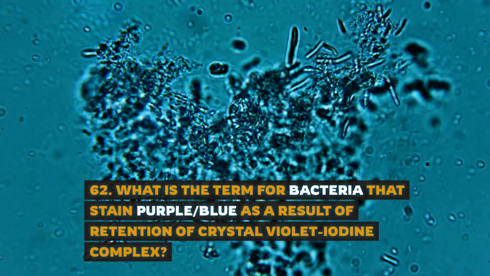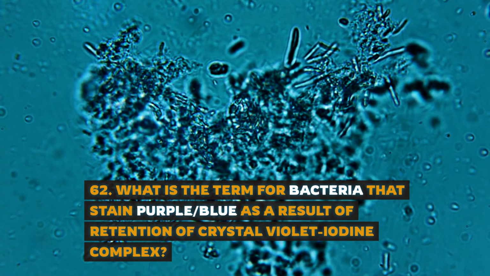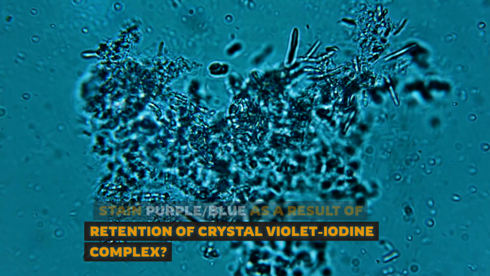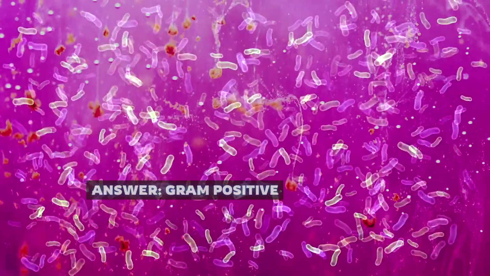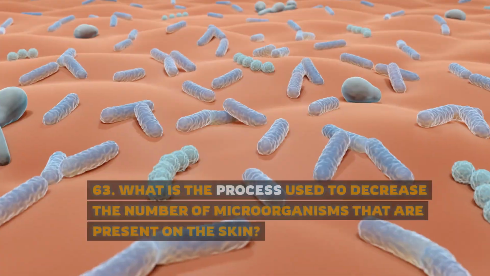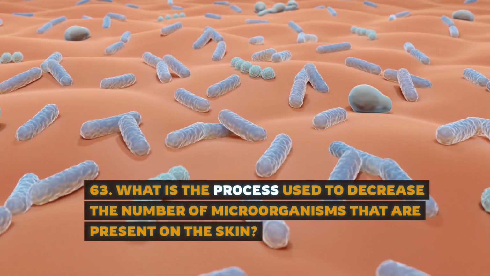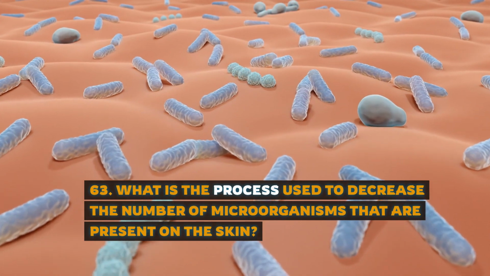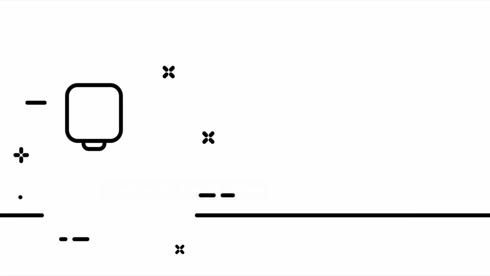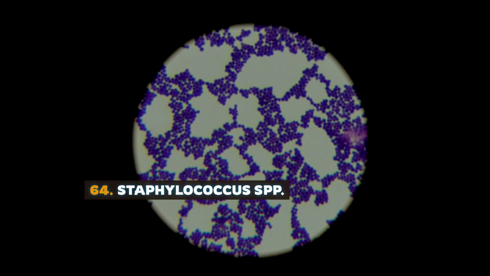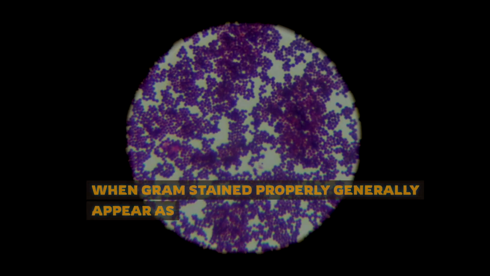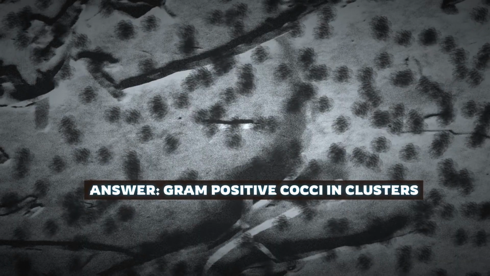What is the term for bacteria that stain purple, blue as a result of retention of crystal violet iodine complex? Answer: gram-positive. 63. What is the process used to decrease the number of microorganisms that are present on the skin? Answer: antisepsis. 64. Staphylococcus spp. When gram-stained properly generally appear as. Answer: gram-positive cocci in clusters.